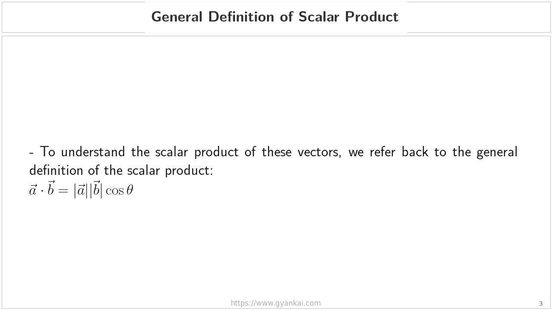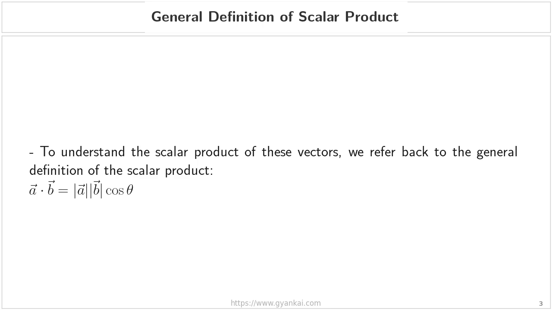General definition of scalar product. As you can see on the slide, the formula for the dot product of vector A and vector B is equal to the magnitude of vector A, multiplied by the magnitude of vector B, all multiplied by the cosine of the angle theta between them. We will be using this exact formula in the next few slides to derive exactly what happens when we multiply these unit vectors together.